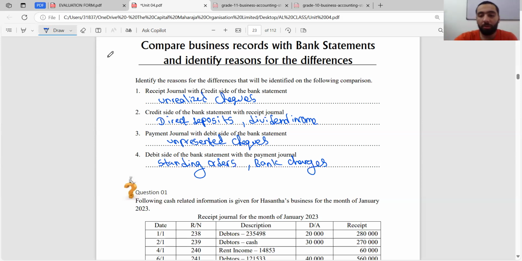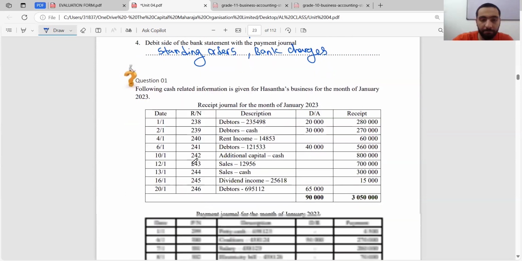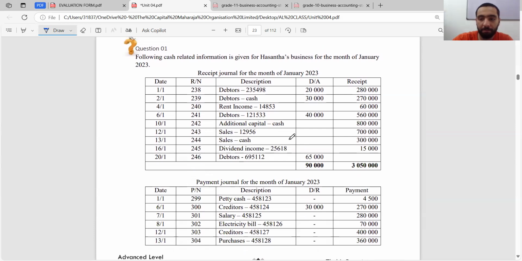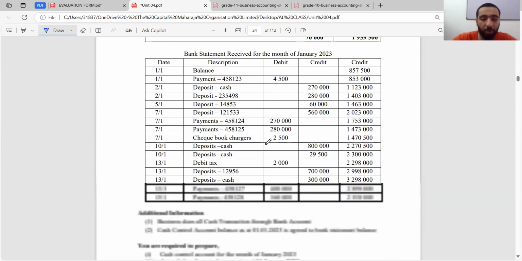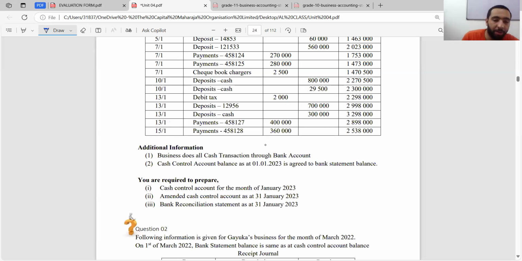Right? Okay. So let's move on to the next one. Again, we are moving on to the next question. First of all, reading the additional information. Business does all cash transactions through the bank. Cash control account is agreed to bank statement balance. Number one, cash control account for the month of January 2023. Number two, amended cash control account for 31st Jan 2023. And the bank reconciliation statement.